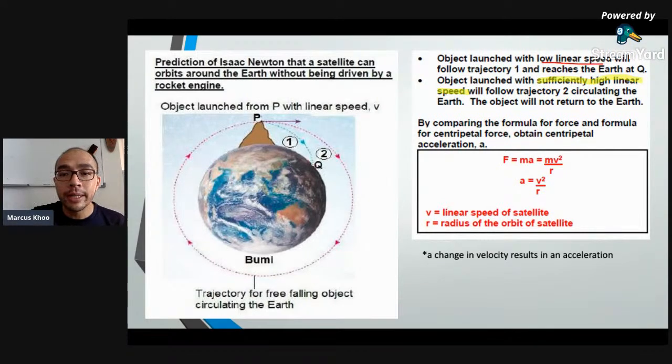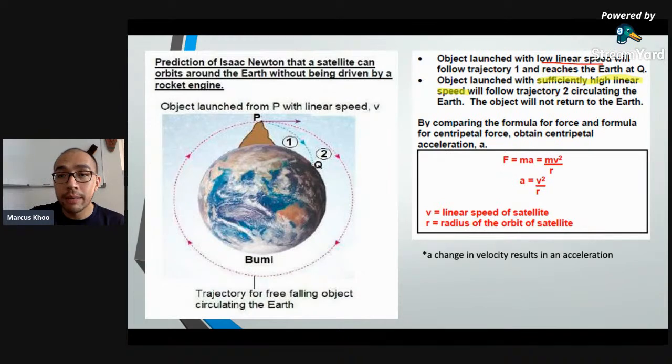If we combine Newton's second law, which is F equals ma, and the centripetal force that we got from the formula just now, we'll find that our acceleration, otherwise known as the centripetal acceleration, is equal to v squared over r. So when we know how much the acceleration is, then we can know how much speed we need to launch this with, so that it will continue to go around.